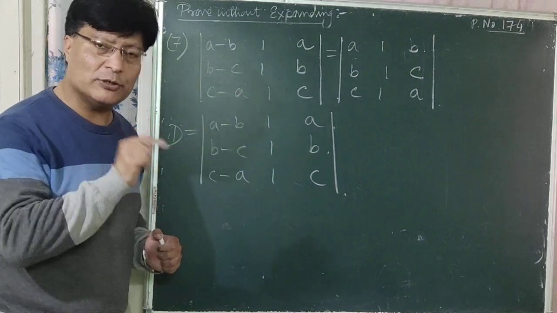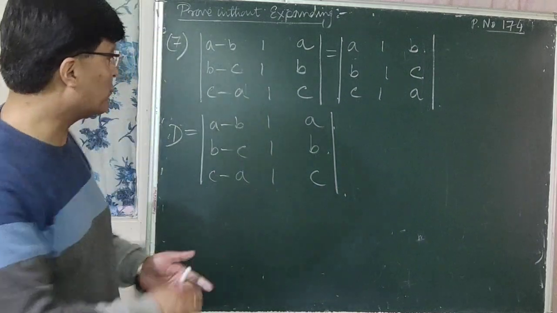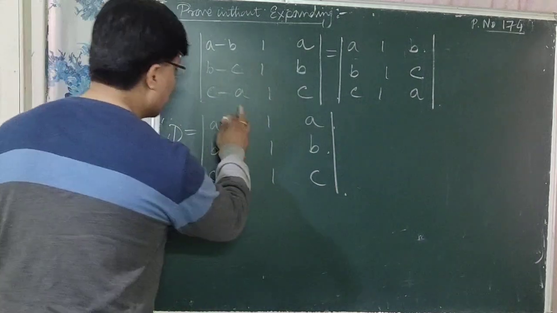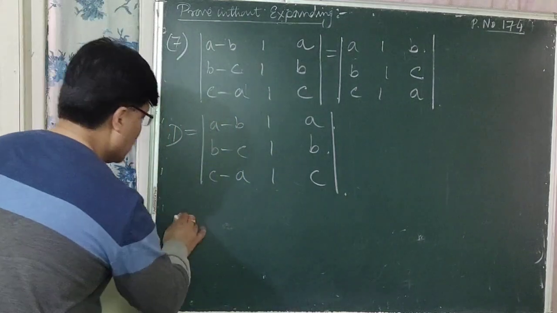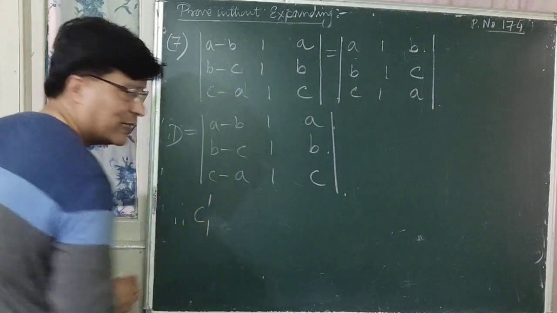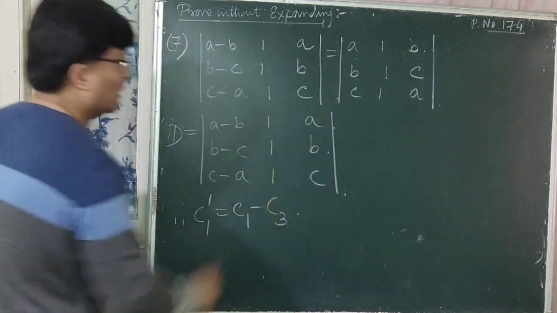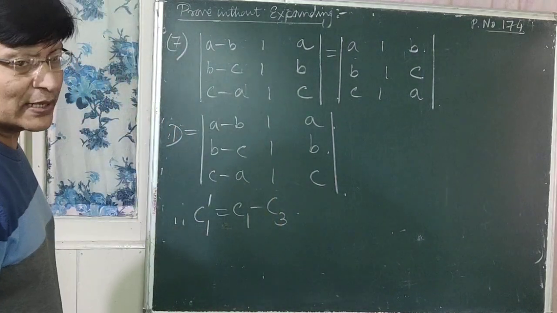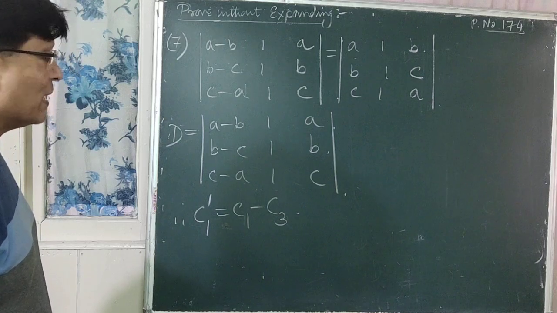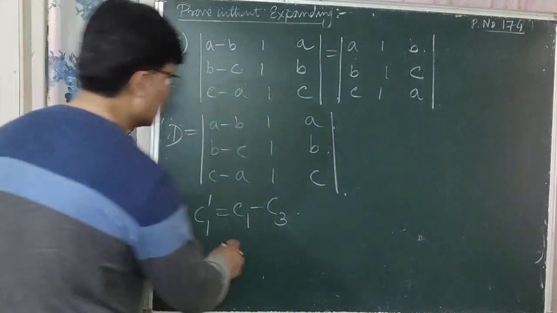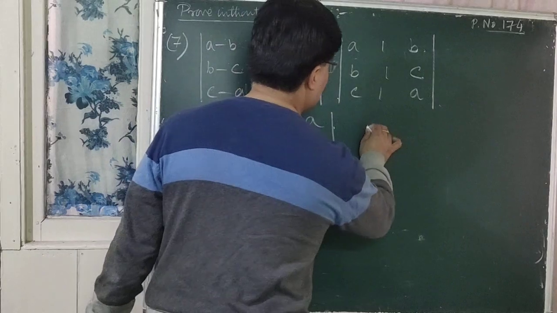That means you have to use the property here. So what is that property that you can use here? That means we are changing column 1, right? So column 1 change with this, C1 dash is equal to C1 minus C3. C1 dash is equal to C1 minus C3. That means, now, what is D now?